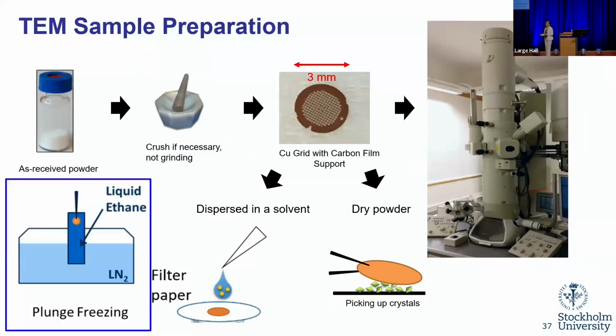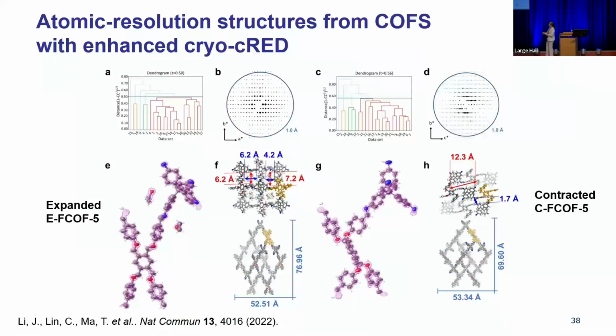And if your sample is very beam sensitive and not stable, or if you want to study gas molecules, you can use a liquid phase cell to study it in liquid phase. Using these approaches, it is now possible to study COF structures, and COF structures can get a very high resolution, like 1 angstrom. You can see the different phases, the expanded version and the contracted version, depending on whether you cool the sample before you put it in the microscope or after.